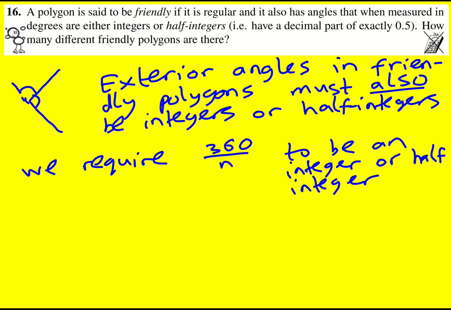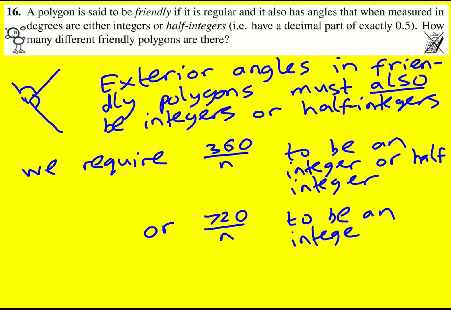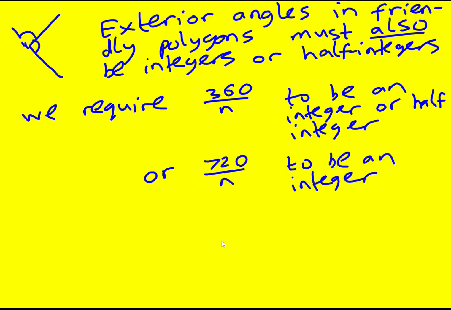Now, if it's a half integer, then I can times by 2 and get 720 over n, which then just needs to be an integer. Because if I got 0.5 here, if I times by 2, I'd get 1. So I can just focus on integer solutions, which is much easier to deal with. Okay, so that's a little thing you have to realize in this question. And now we just need to work out how many factors 720 has.